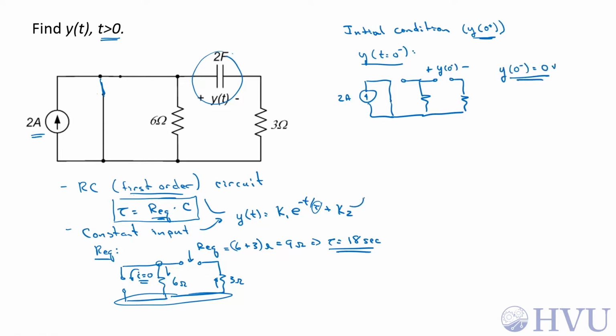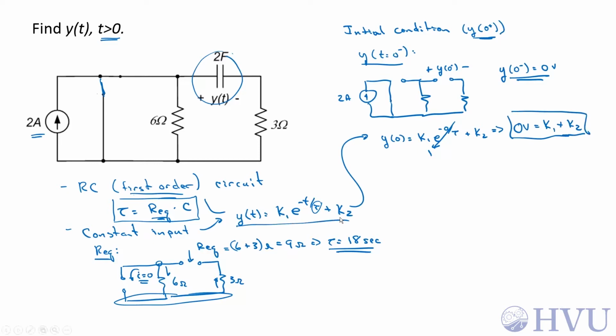If I look at this condition here, y at 0 is equal to k1 e to the minus 0 over tau plus k2. E to the 0th is 1, so y of 0, which is 0 volts, is just equal to k1 plus k2. That gives us one of the equations that we need to solve for the constants in our solution. Now let's look at the final conditions, or the steady state conditions. This is as t goes to infinity.